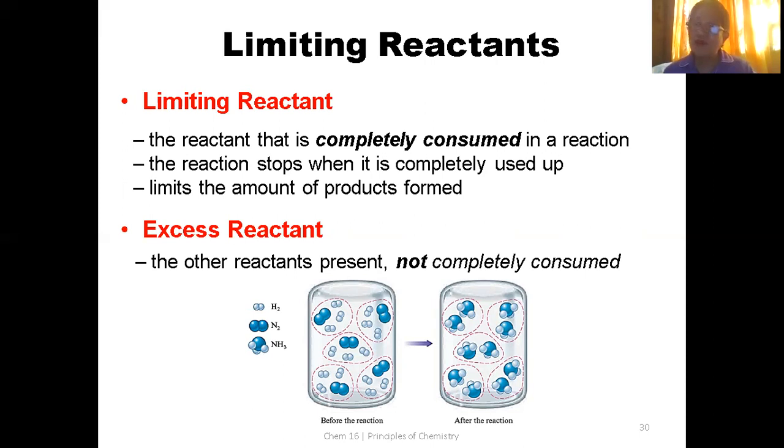The excess, that is, the other reactant present that is not completely consumed, is known as the excess reactant. So before the reaction, what will happen here? Then this will be after the reaction. If the reactants are completely consumed in the product, it is the limiting reactant. If there is a remainder, it is known as the excess.